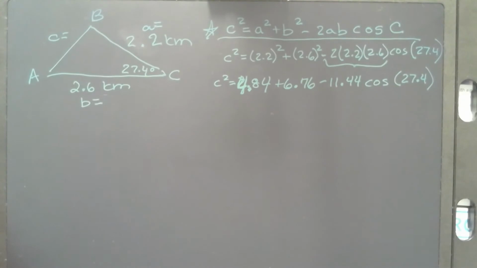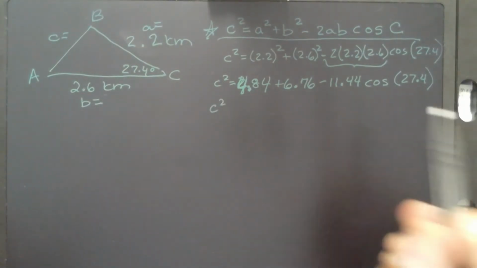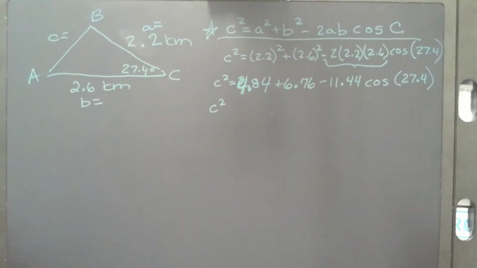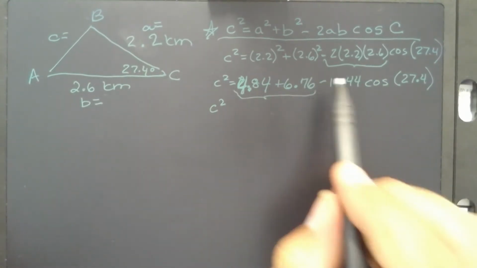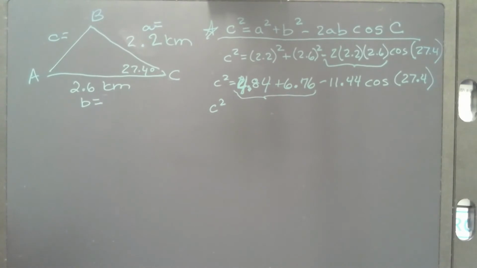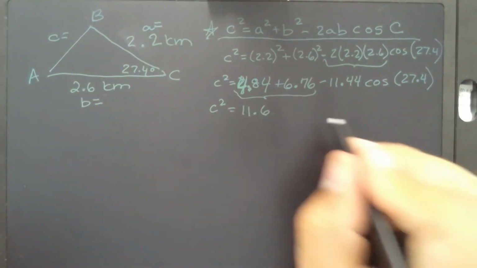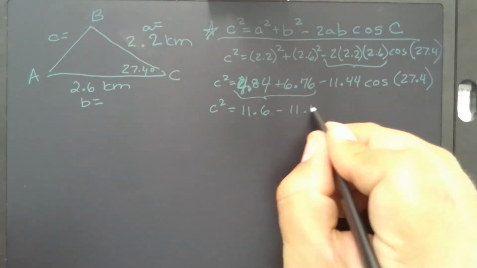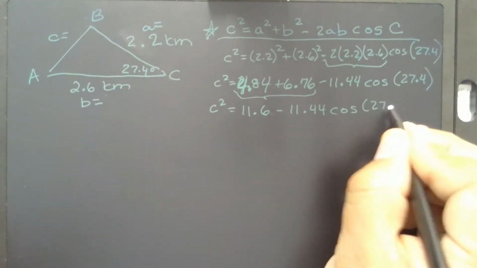I'm not done yet. So now, can we combine all these three numbers, yes or no? No, because that's multiplying 11.44. So we can combine these two though, right? Yes. This will give me 11.6 minus 11.44 cosine 27.4.